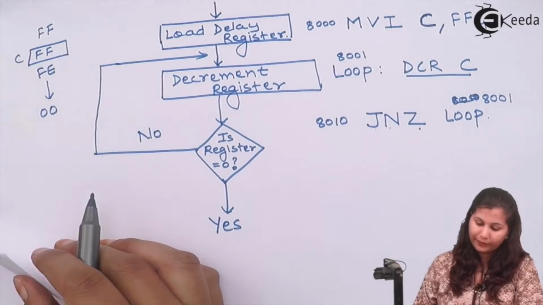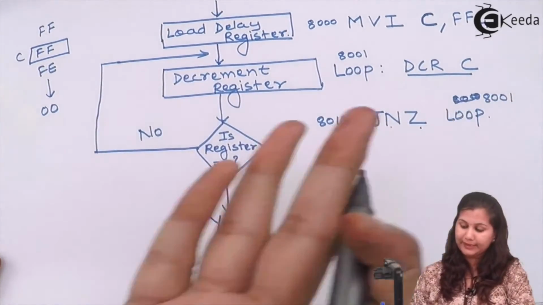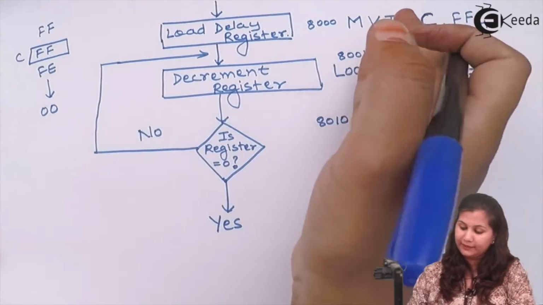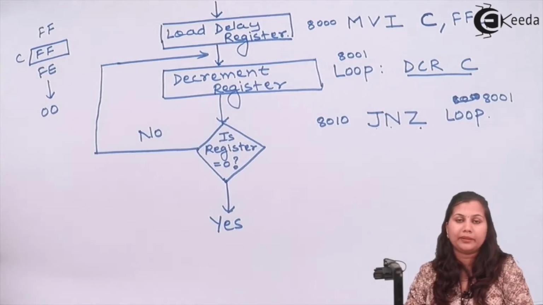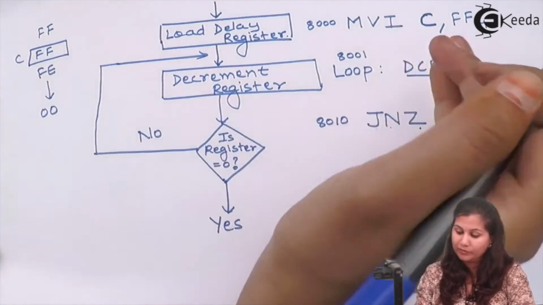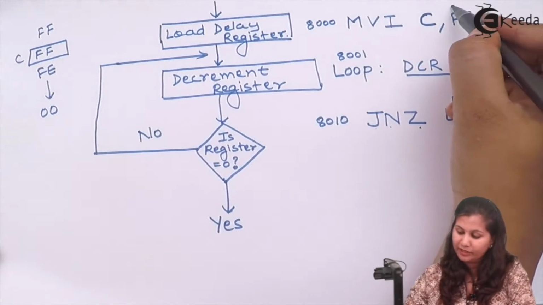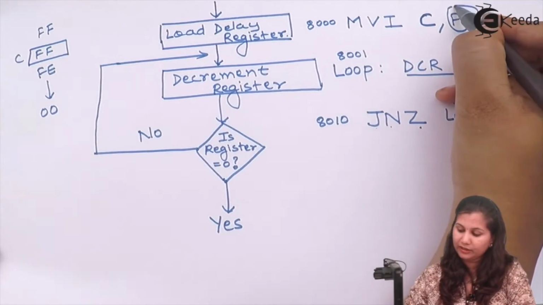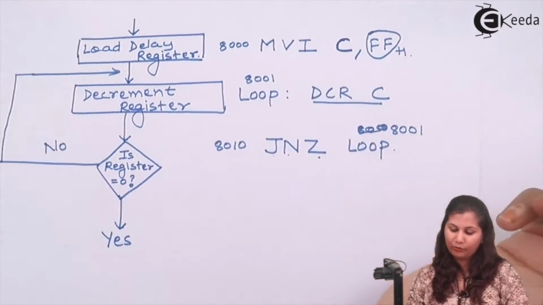Now how are we going to calculate how much delay this program is providing? If these three instructions are written in the memory of the microprocessor, then how much time delay will it provide? Because here we are loading this register with the number FF. So how can we calculate this? Let's see.